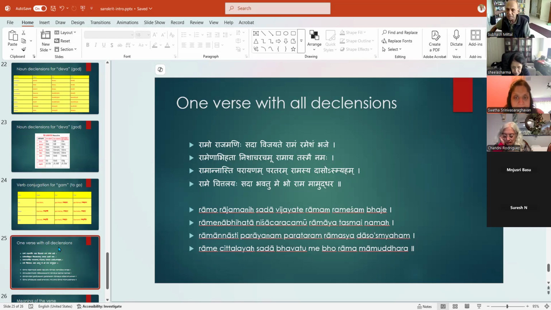It's a very beautiful meter. The meter in which it is composed is called Mandakranta, a very well-known meter. So you have to know where to pause. For example, Ramo Rajamani, very small pause. Sada Vijayate, a little pause. Ramam Ramesham Bhaje, same thing. Ramena Abhihata, pause. Nishachara Chamu, pause. Ramaya Tasmai Namaha.